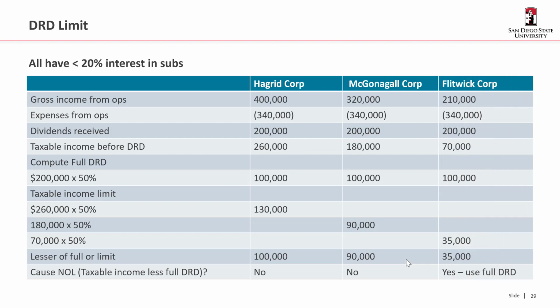In our last example, gross income is way down. It's only 210,000, and so our taxable income before the DRD is 70,000. Again, the full DRD is 100,000. The taxable income limit is 70,000 times 50%. However, in this case, if I took the full DRD, it would in fact create a net operating loss, right? It would be 70,000 minus 100,000. Because I create a net operating loss, I am entitled to take the full DRD of 100,000.